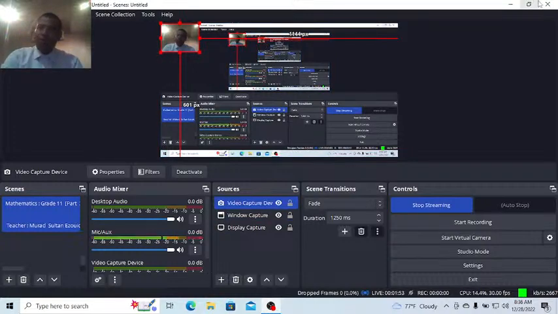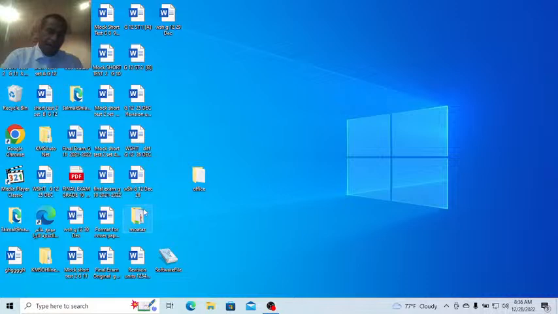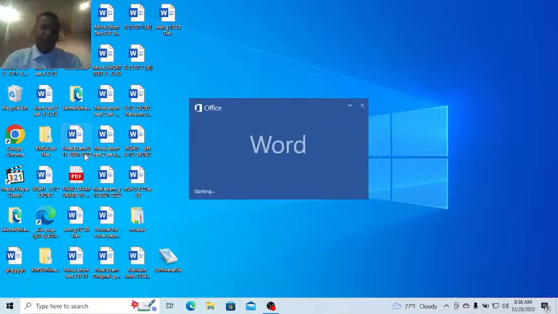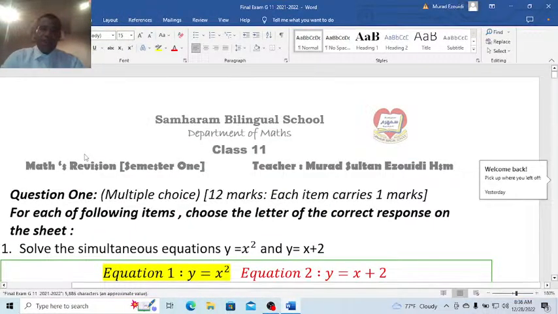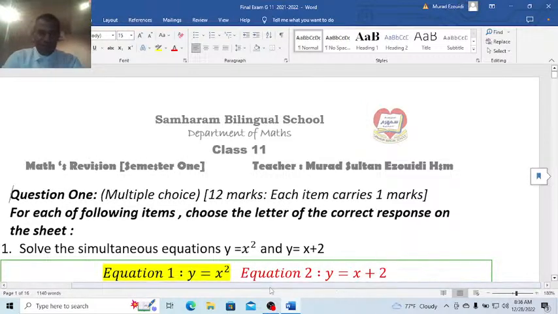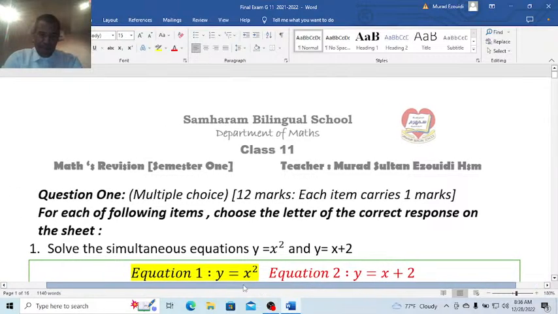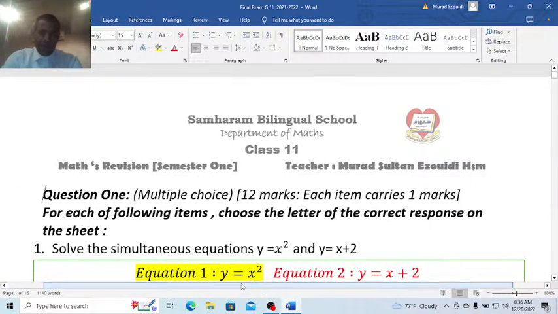Now we move to the next part, which is the final exam, Grade 11. As you see here, your mathematics teacher, Murad Sultan Ezouidi, the Pioneer in Math, and I'm going to continue solving.